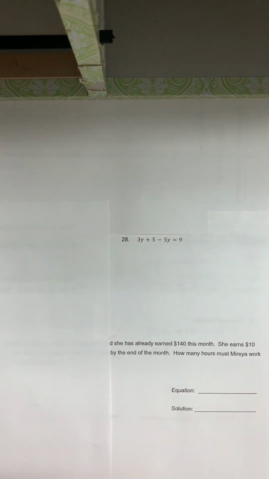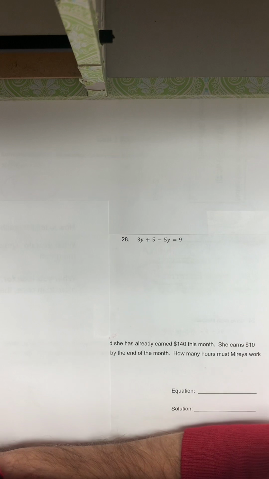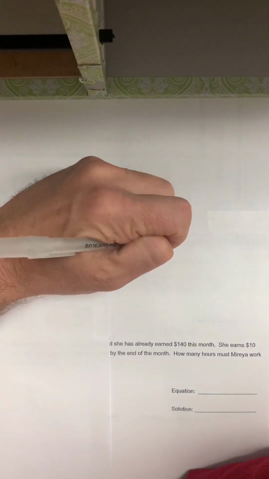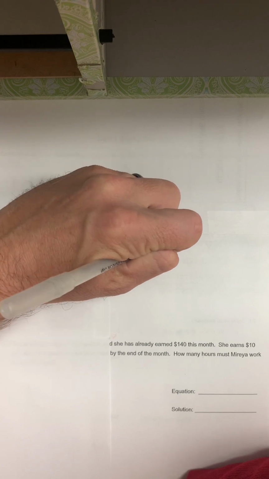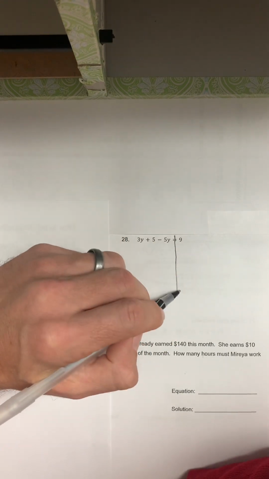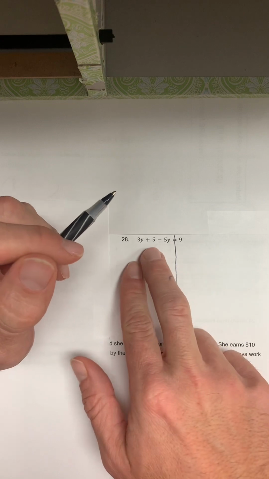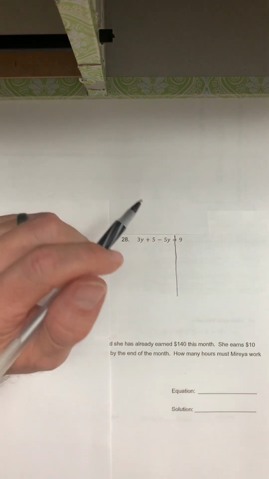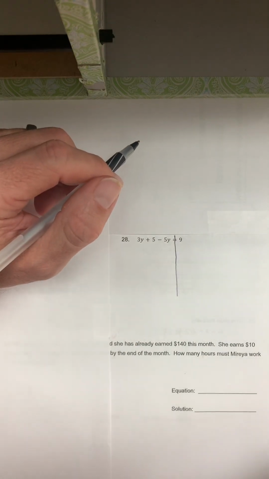All right, in problem number 28, we're asked to solve for y. Solving means we want to get the letter by itself, so we are done when y is by itself. I'm going to draw a line through the equal sign to separate this side of the equation from that side. And how do I do that?